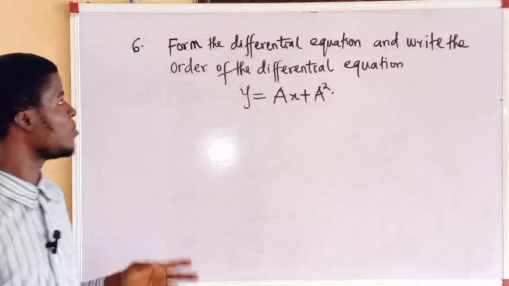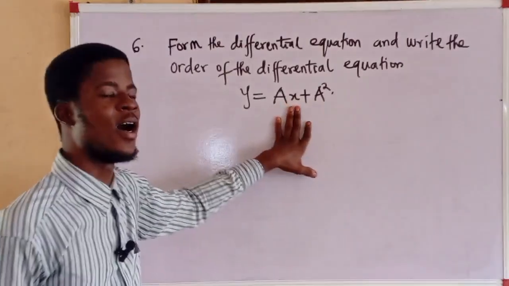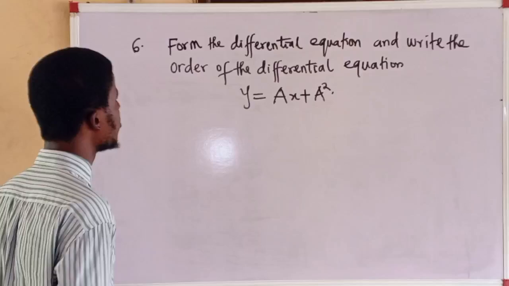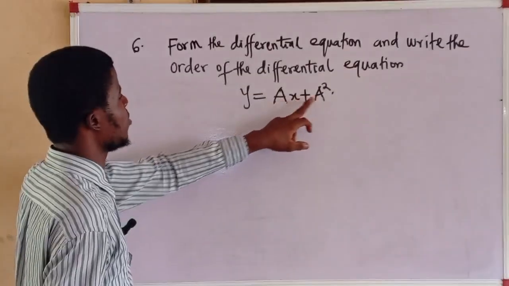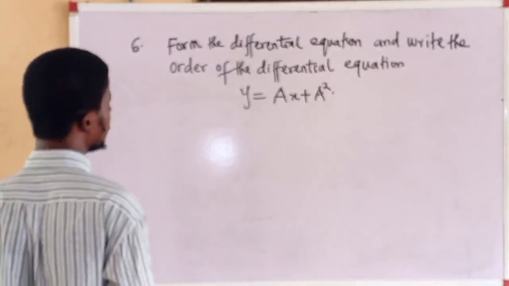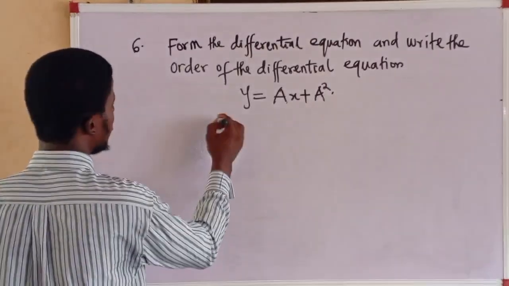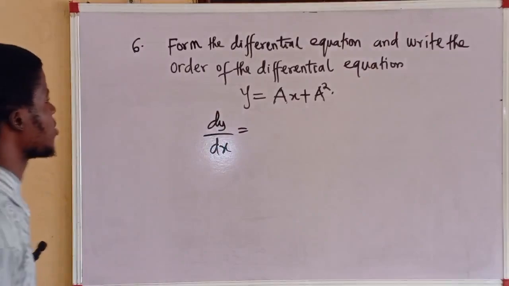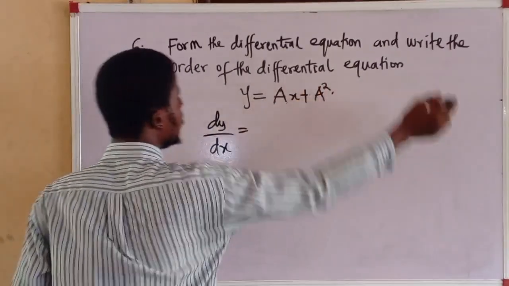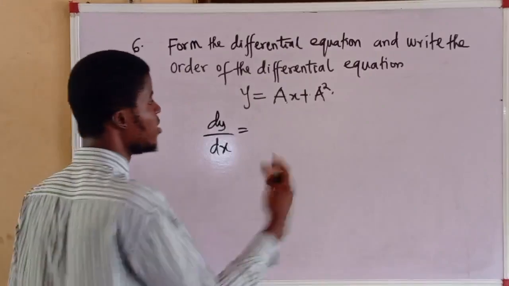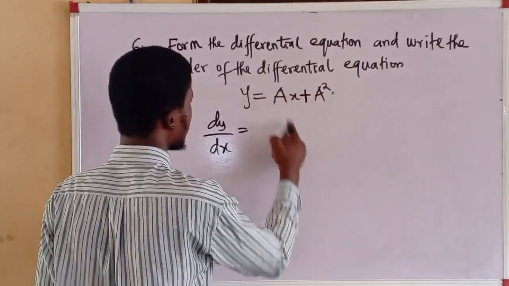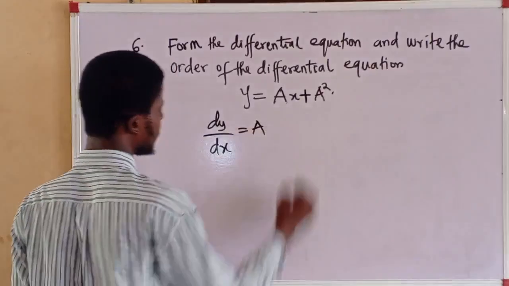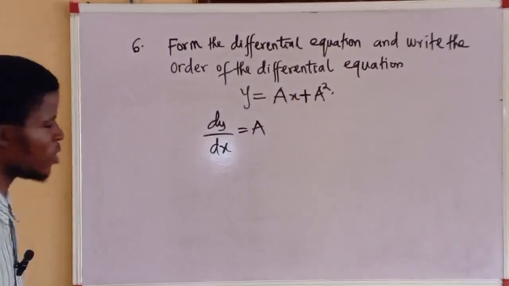In this question, we have to form the differential equation for this equation, and we write the order of the differential equation that is formed. So here we have y equal to ax plus a squared. Just differentiate y with respect to x. Since a is a constant, a squared is also a constant, so differentiating gives 0. Here a is a constant, so differentiating ax with respect to x, we get a. So dy dx is equal to a.